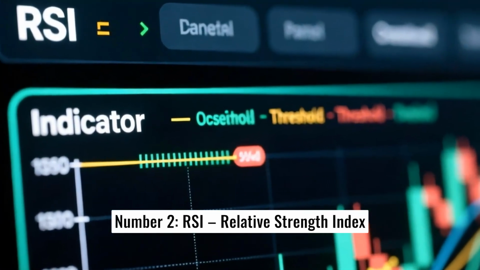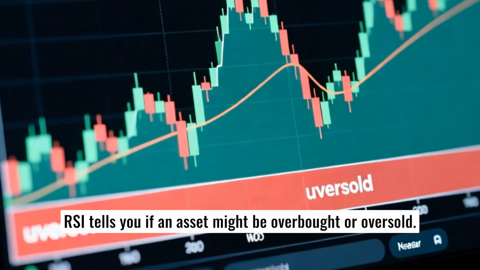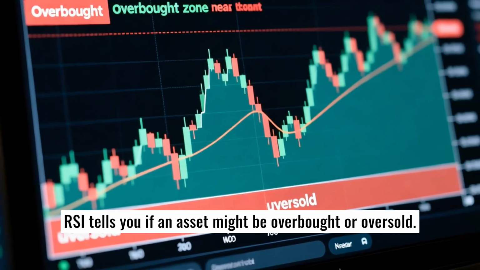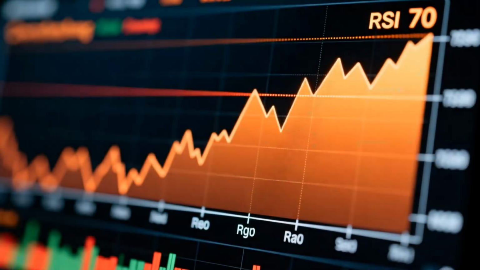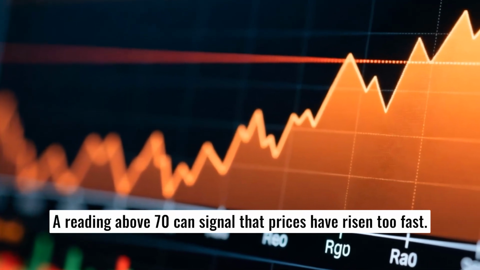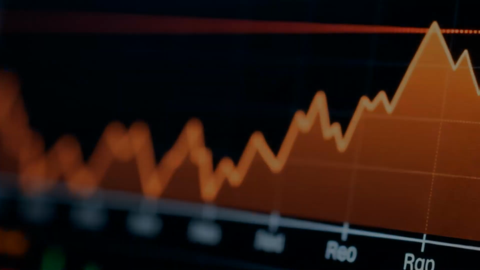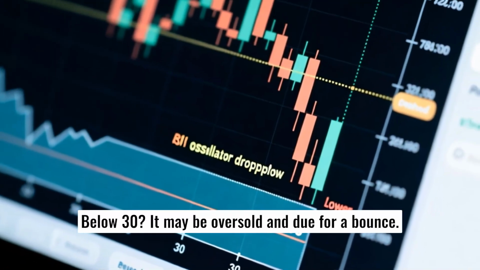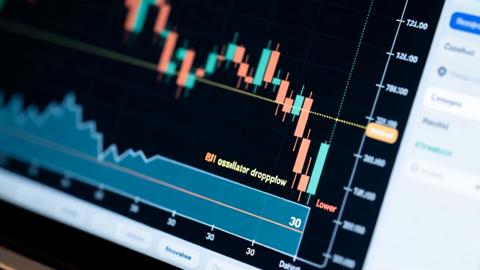Number 2. RSI, Relative Strength Index. RSI tells you if an asset might be overbought or oversold. A reading above 70 can signal that prices have risen too fast. Below 30, it may be oversold and due for a bounce.